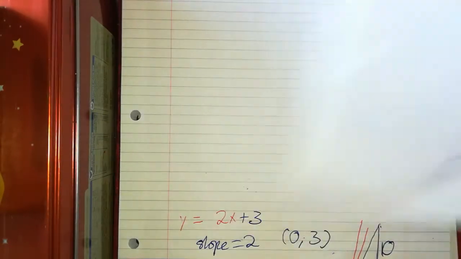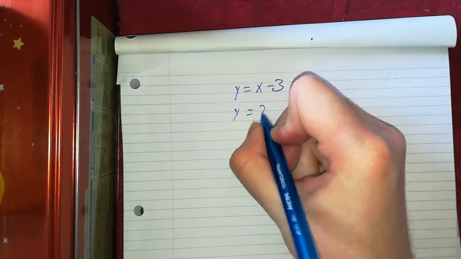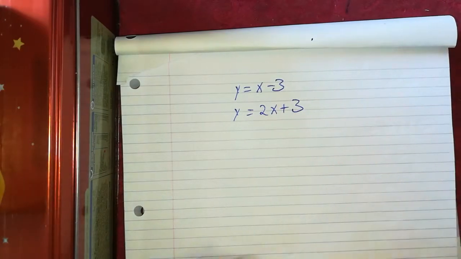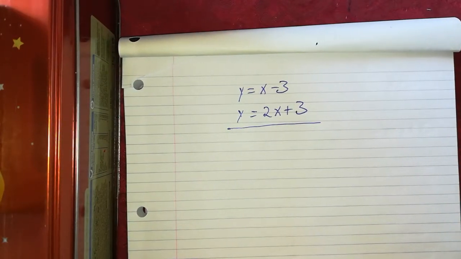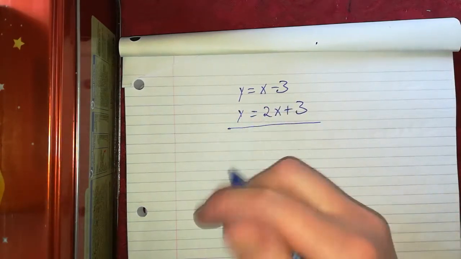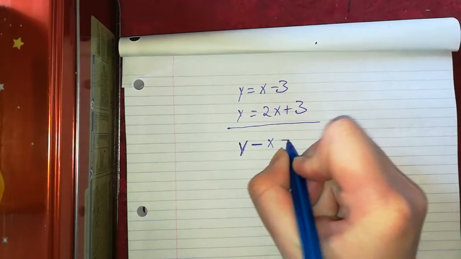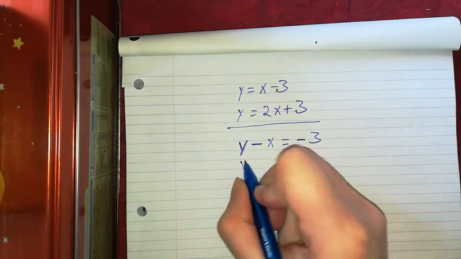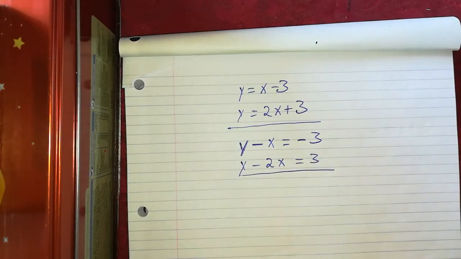Then it says, use algebra to find the point of intersection of the lines. We're given two lines here: y is equal to x minus 3 and y is equal to 2x plus 3. The point of intersection is the point where the two lines meet. We can do simultaneous equations, so we bring the x and y to the same side. That'll be y minus x is equal to -3 and y minus 2x is equal to 3. Then we have to get one of our variables to cancel.